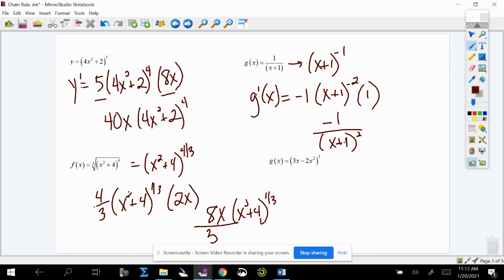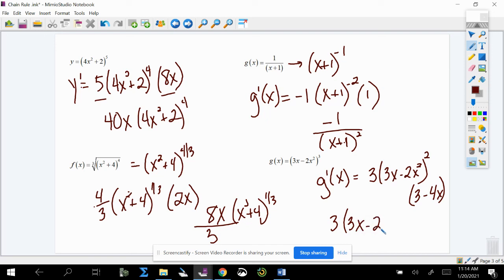And then finally, the last one. Again, power comes out front. Take it to a power one less. And then multiply by the derivative of what's inside. Derivative of what's inside is 3 minus 4x. And you can leave it just in that factored form in those parentheses. So it is no problem to just type in all of that. You don't have to distribute that 3 to that second 4x piece.